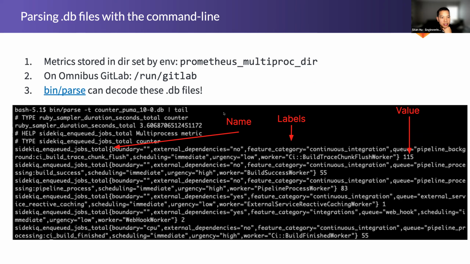If you actually want to look at these DB files, you can do that with a convenient bin parse function in this repository. Here I just run bin parse, and -t is to show the text form. In GitLab, all these DB files are stored, at least on the omnibus, in /run/GitLab, and that's defined by this Prometheus multiprocess environment variable. If you ever wonder where these metrics are being stored, look for this environment variable or define it yourself. I think if it's not defined, it ends up just being in the temporary directory. You can see the name of the metric here, the different labels, and then the actual value is here. So if you're ever curious, you can take a look at it.